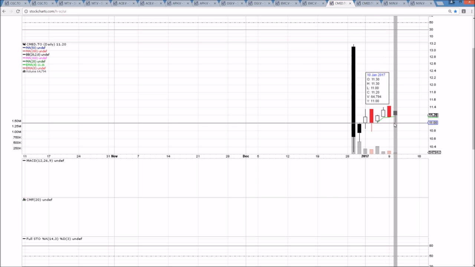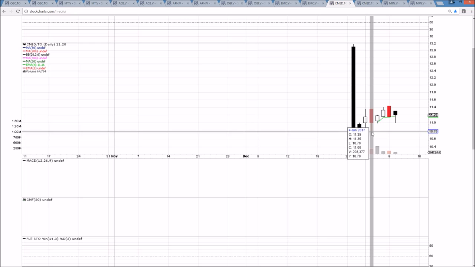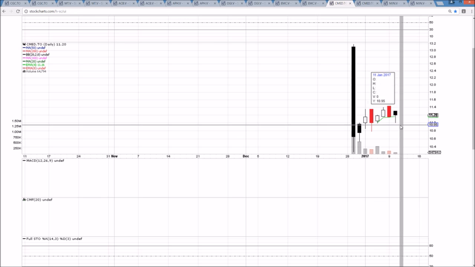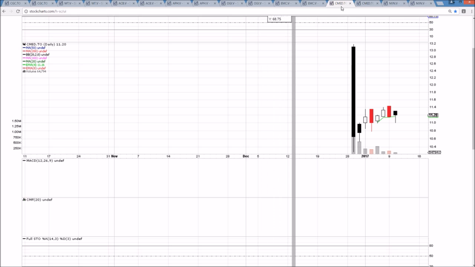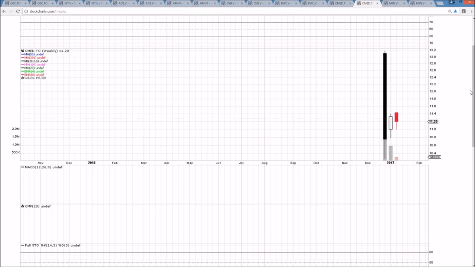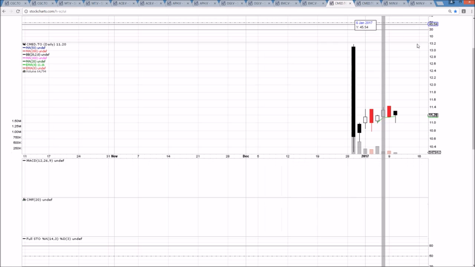If I were in at this point, I would know that $11 is a key support level, and if it breaks, 1078 is the next level to look to. So I would likely have my stop loss just below $11 psychological support. Weekly time frame, also nothing to see in terms of recent trading activity.